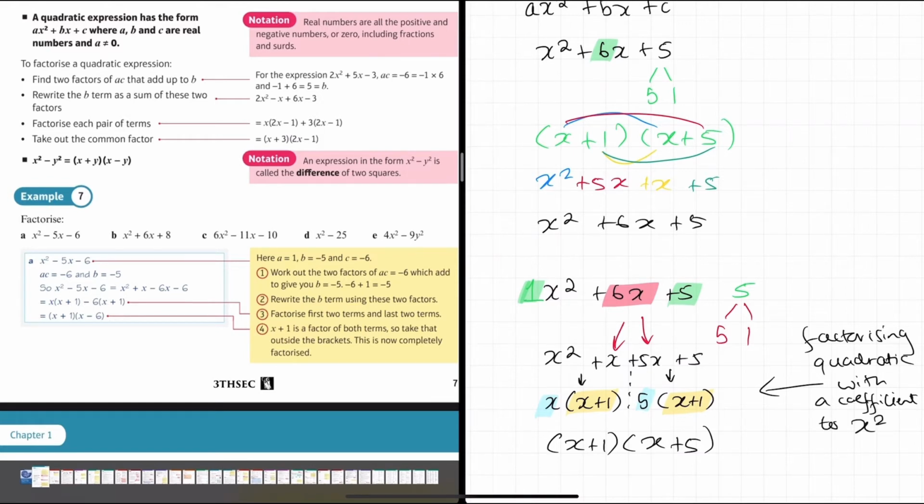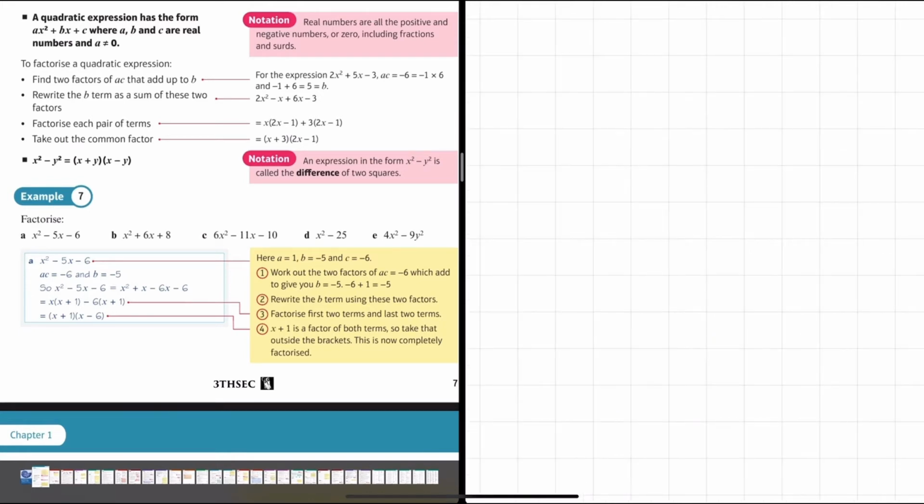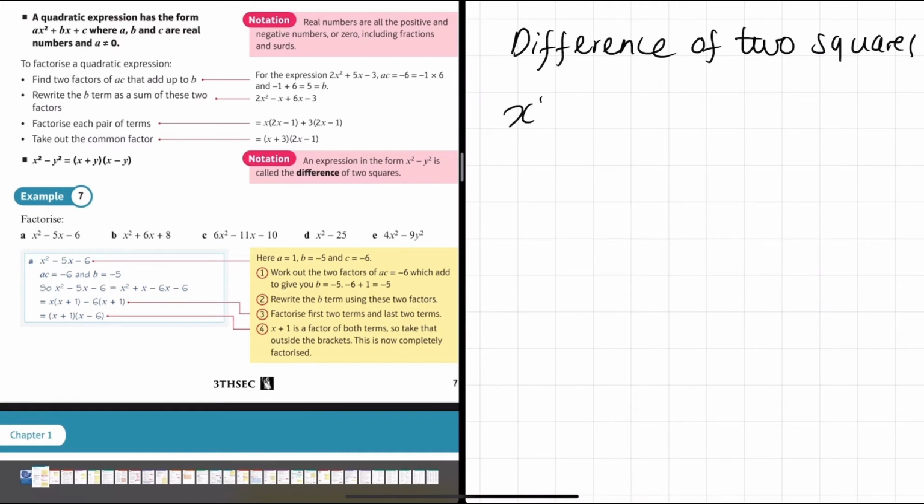And that just means any number before x that is not equal to 1. A key principle in factorizing is called difference of two squares. And it is as follows: x squared minus y squared equals x plus y, x minus y.